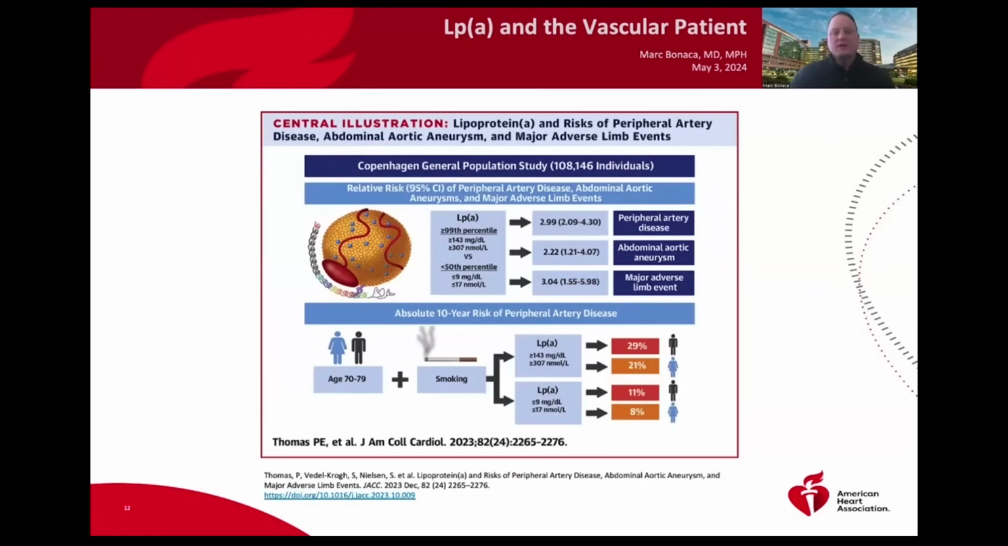We know that in those with PAD, lipoprotein A is associated with increased risk of major adverse limb events, as well as abdominal aortic aneurysms and prevalent disease. We can see here the risk associated with the different cut points, both in nanomoles per liter and in milligrams per deciliter, and that there's about a threefold risk of both the development of PAD, but also the incidence of major adverse limb events in those with known PAD, as well as aortic aneurysm.